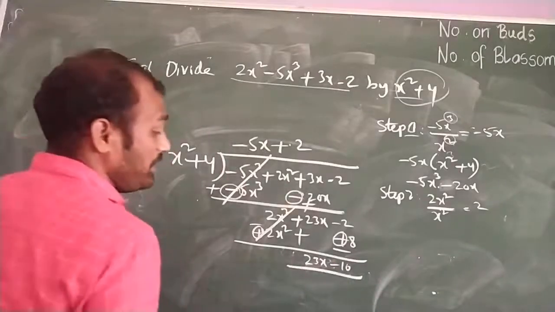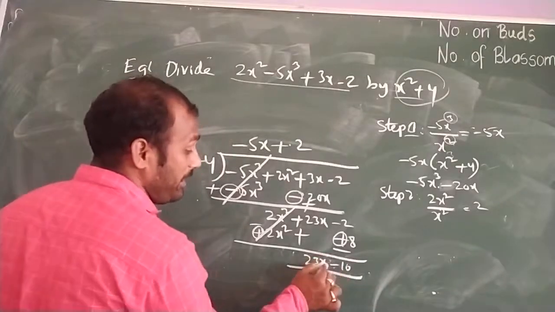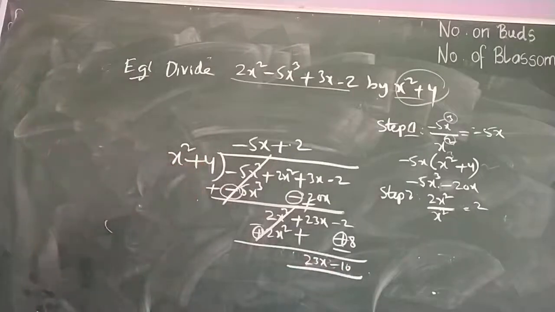So now we can stop the division. Why? Because the remainder's degree is less than that of the g of x polynomial's degree. So this is the way of performing division of polynomials.